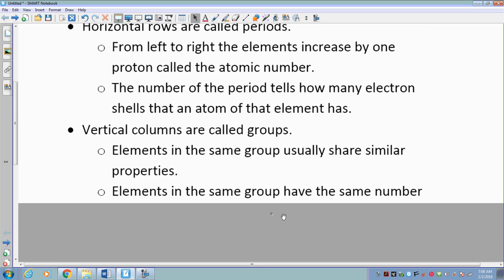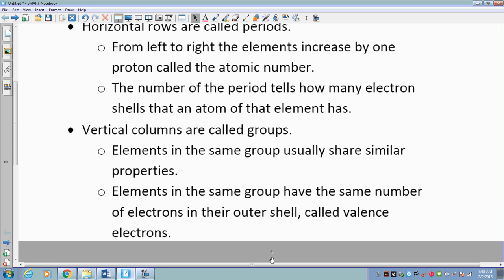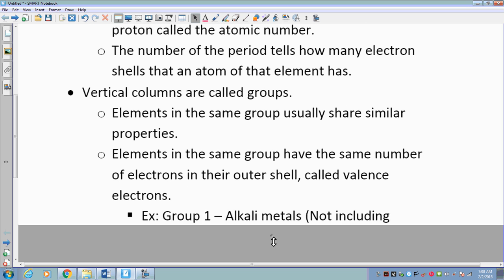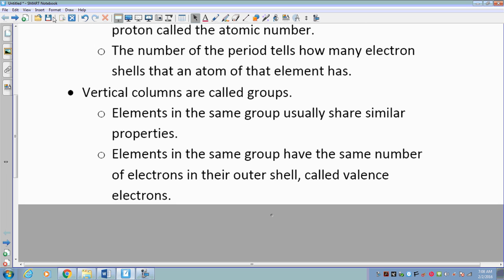The vertical columns, vertical up and down, this is really going to be the key importance: understanding how these are grouped. Elements in the same group usually share similar properties. I'll go through all this. And these are sometimes called, let me see if I can write this down, it's really hard to write on the smartboard, families.